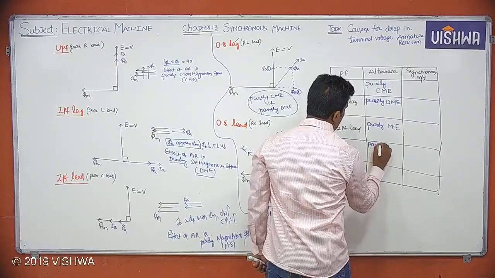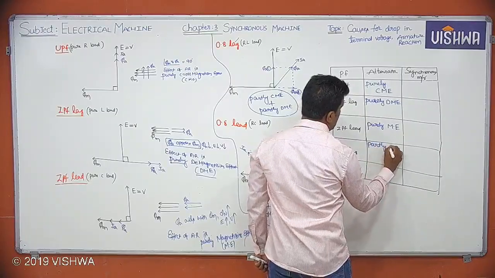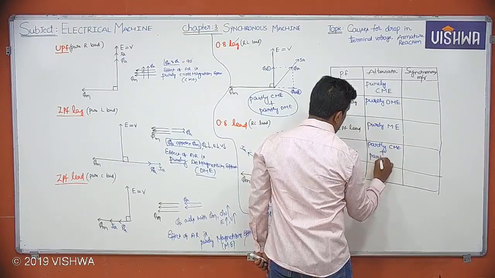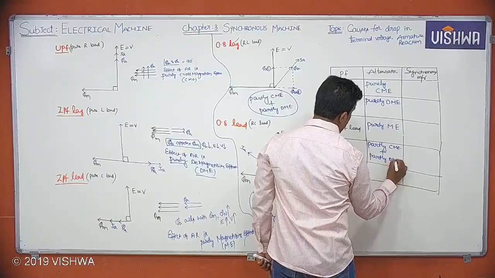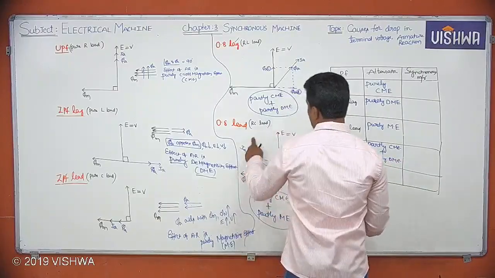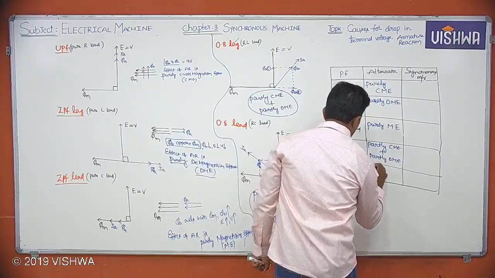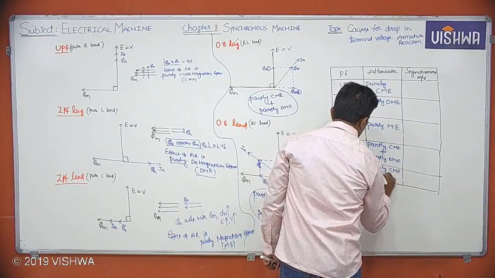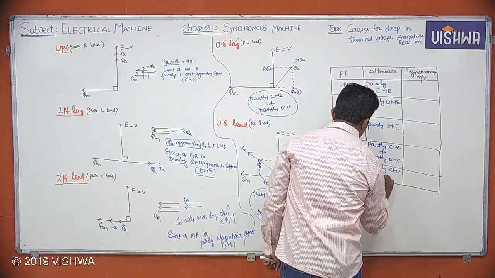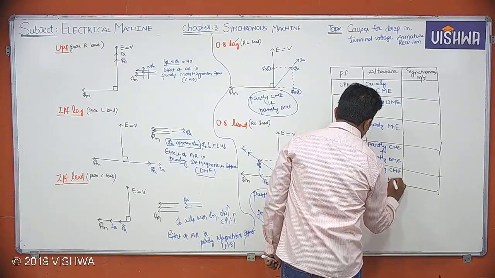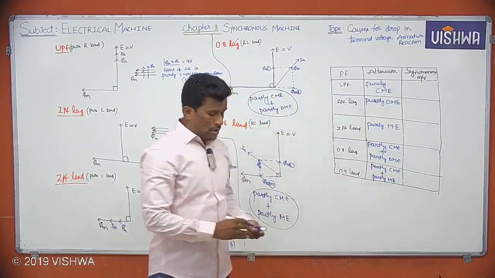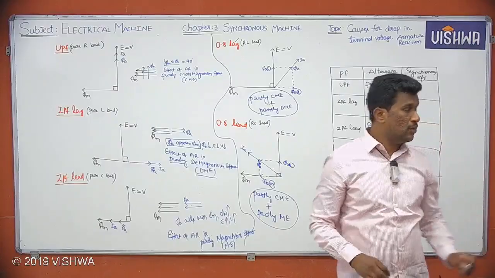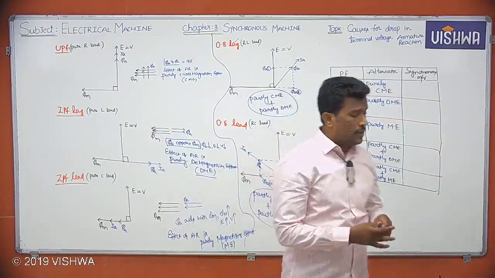Next, 0.8 lag: partly CME, partly DME. It's not purely now, it's partly. Partly CME plus partly DME. Now for 0.8 lead: partly CME and partly ME.